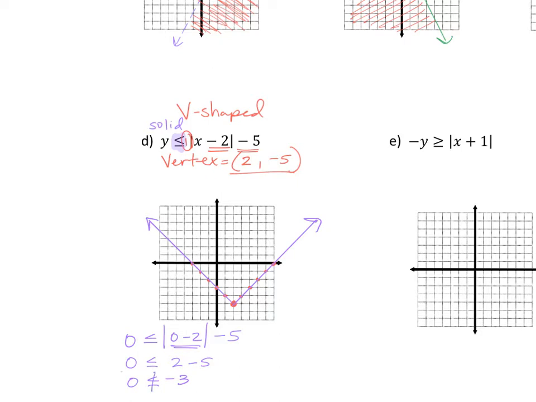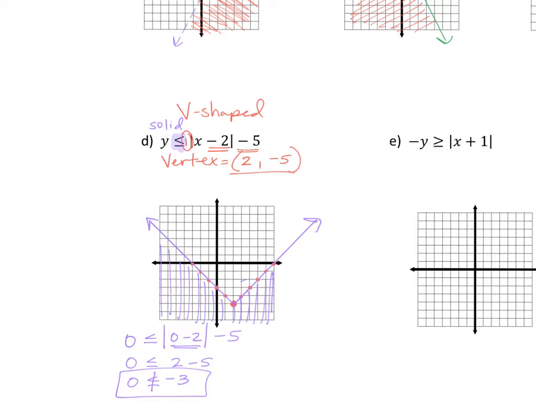Because that is not true, we're going to shade away from 0, 0. So 0, 0 is up here. We're going to shade away from that. So we're going to shade down below this line. So the line is just acting as our barrier. Do we shade above it? Do we shade below it? Do we shade to the left, to the right? Depending on how the line is set up, you'll be able to figure that out.